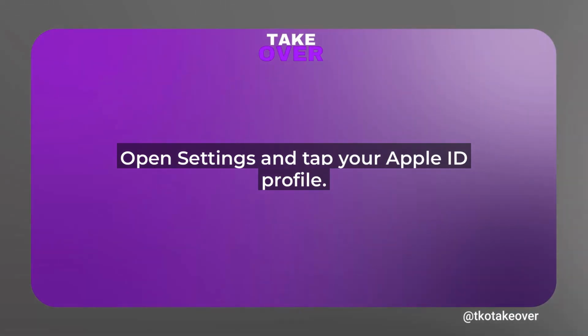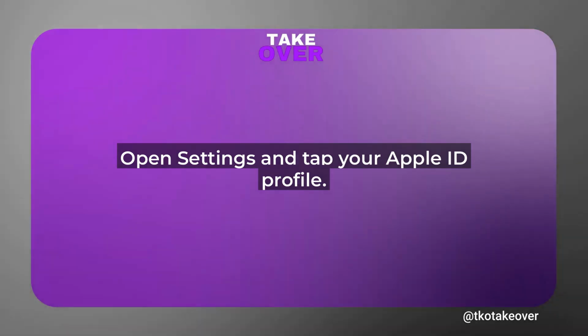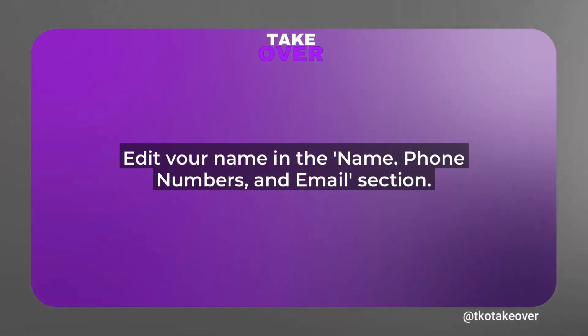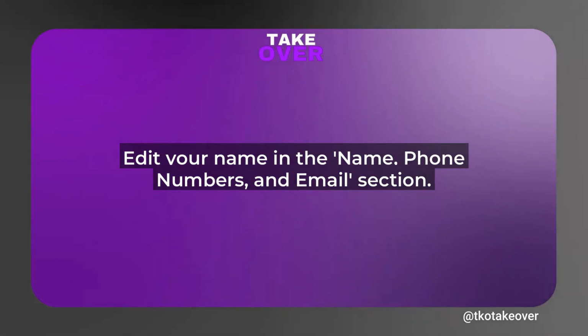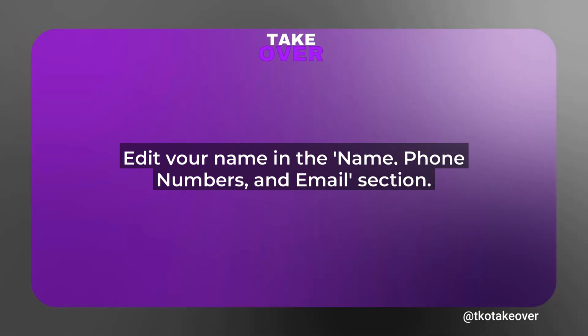Step 1. Open the Settings app on your device. It's that gear icon you see on your home screen. Once you're in, tap on your name at the very top. That's your Apple ID profile. Step 2. Scroll down and select Name, Phone Numbers, and Email.